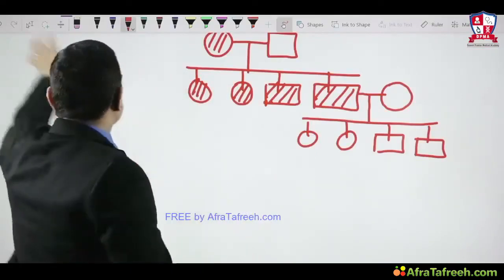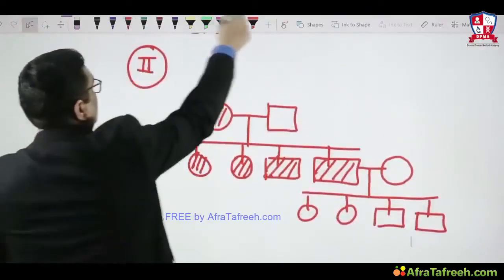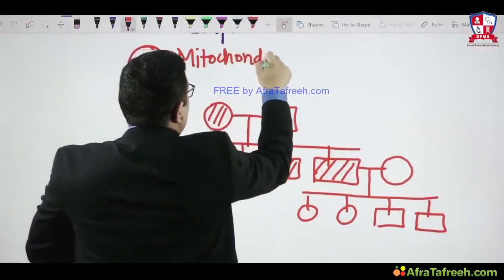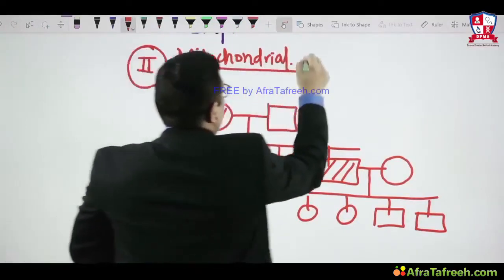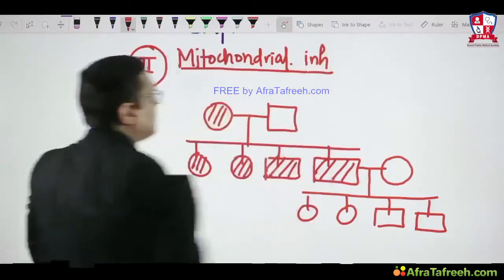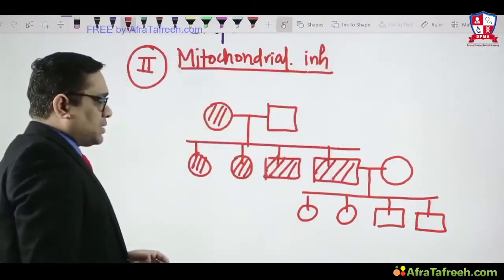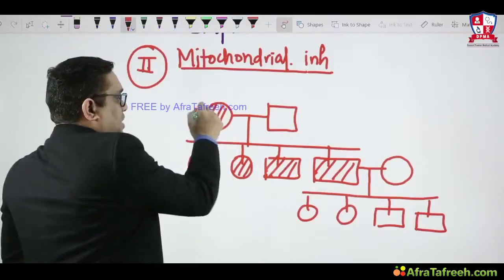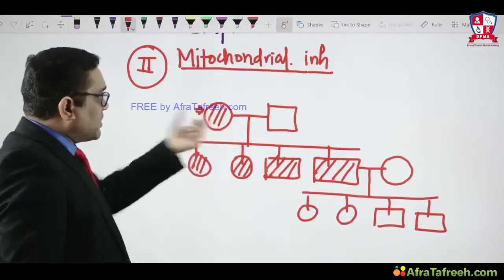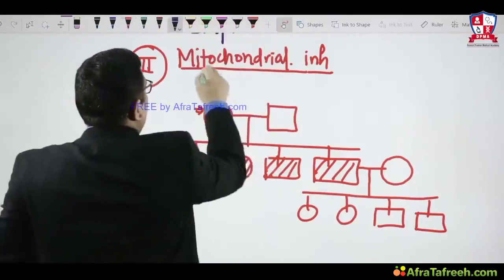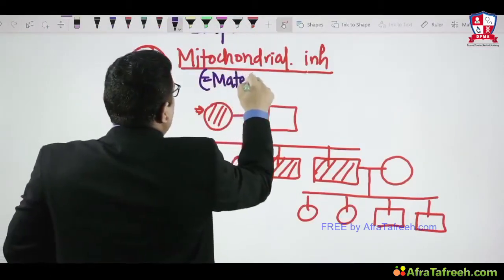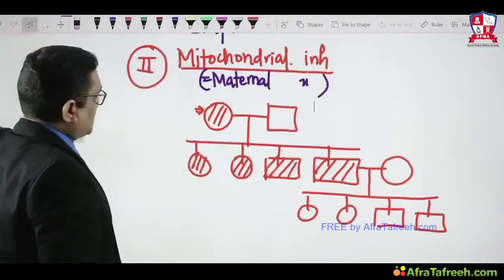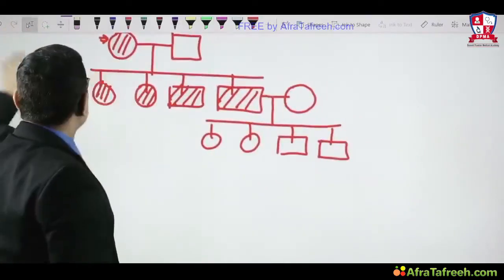Mitochondrial inheritance. This unclassic inheritance is called mitochondrial inheritance. When you see mitochondrial inheritance, you find it is the female who is transmitting the disorder to all, meaning it is the mother. So that is why sometimes it is also called maternal inheritance. Just remember this point. In mitochondrial inheritance, the mother is transmitting this disorder.